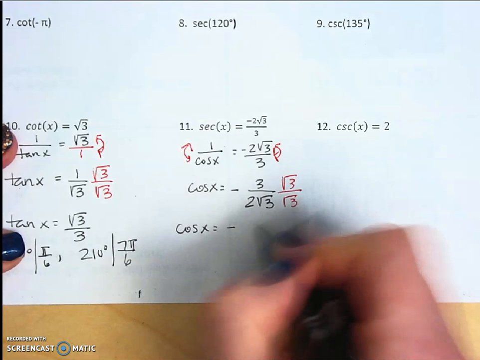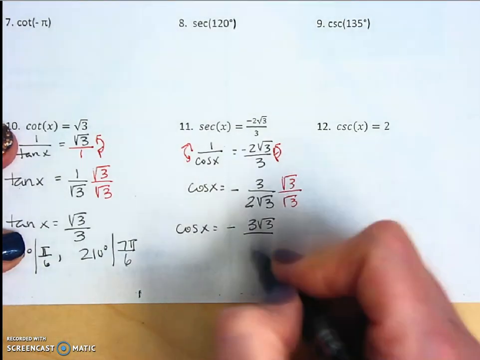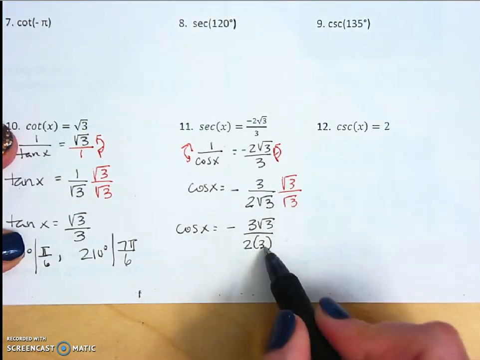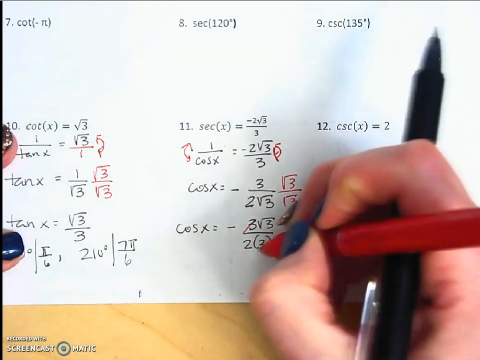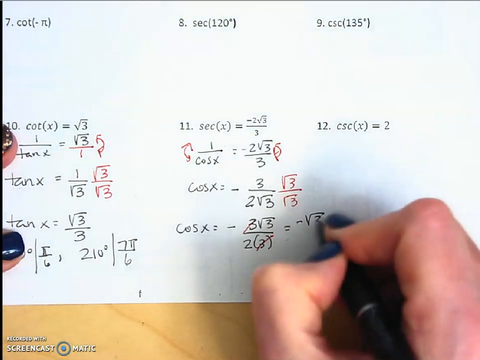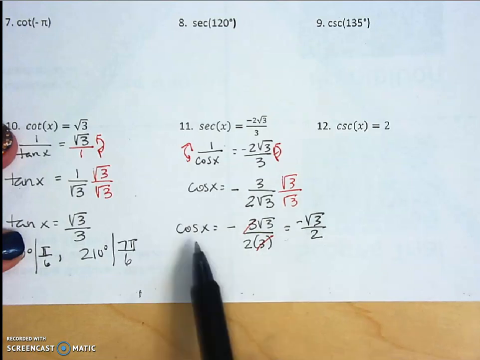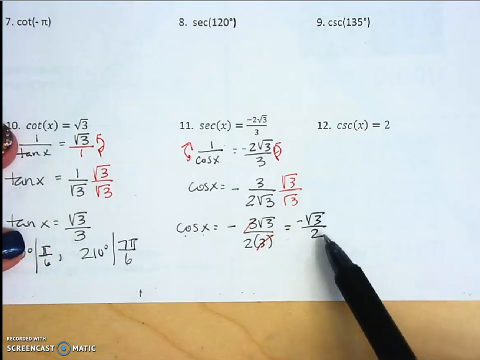Multiplying across the top gives me 3 rad 3. Now on the bottom I have 2 times 3, because rad 3 times rad 3 is 3. Notice I now have a 3 in the numerator and denominator. Those simplify to 1. So now I have negative rad 3 over 2. So the cosine of what angles equals negative rad 3 over 2?